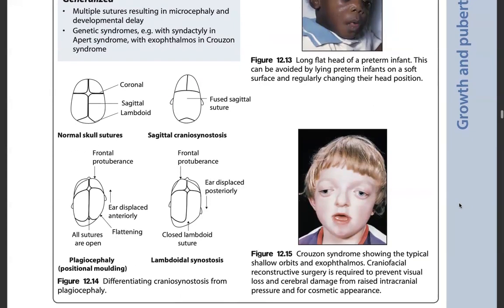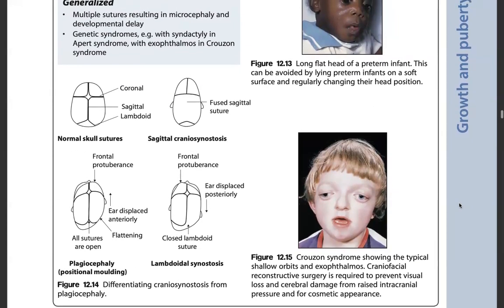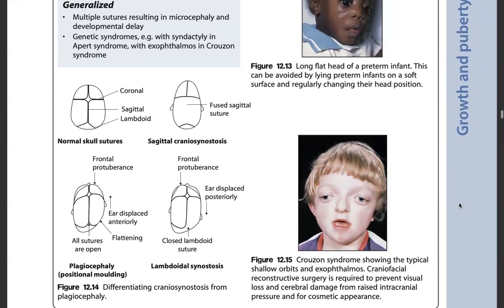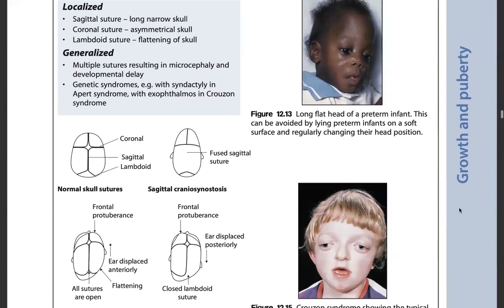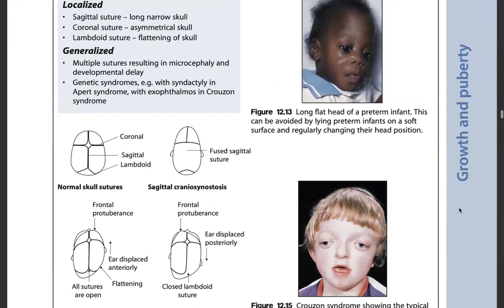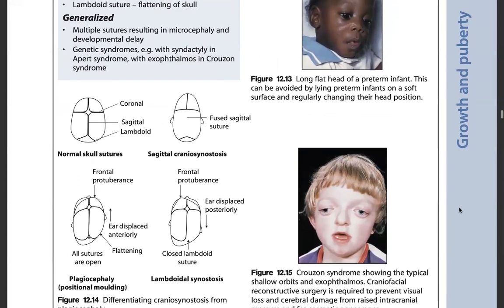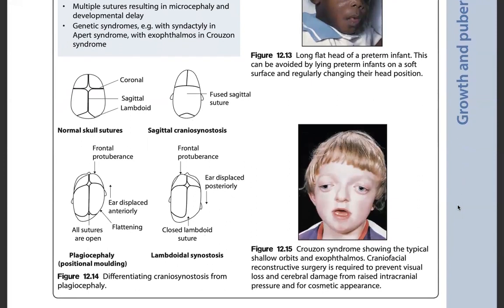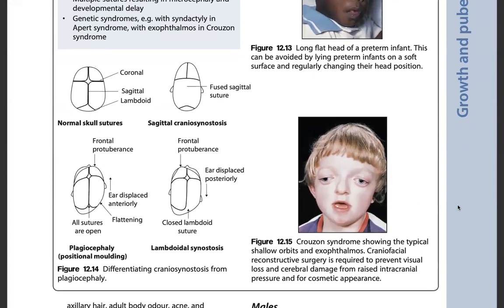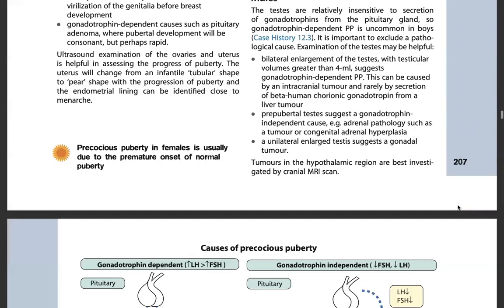This is differentiated from synostosis by plagiocephaly, and this is the long flat head of a preterm infant. This can be avoided by lying preterm infants on a soft surface and regularly changing their head position. Crouzon syndrome showing the typical shallow orbits and exophthalmos. Craniofacial reconstructive surgery is required to prevent visual loss and cerebral damage from raised intracranial pressure and for cosmetic appearance.